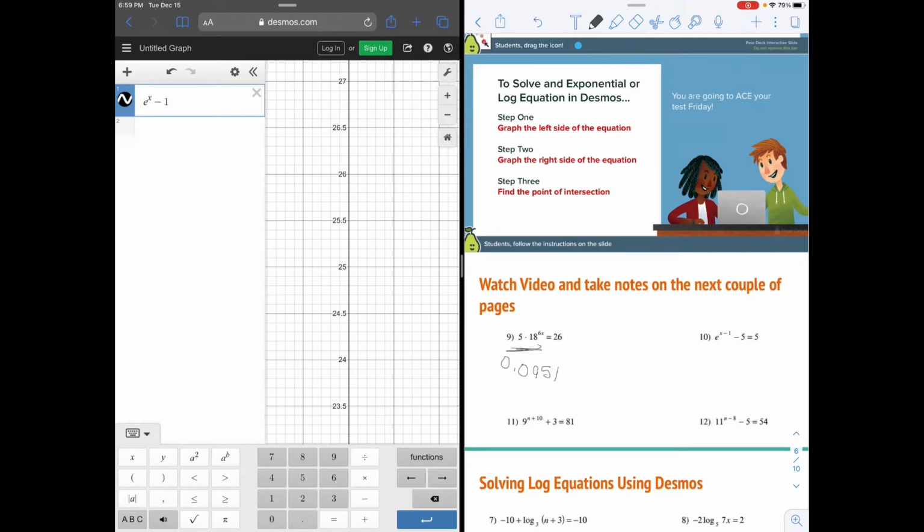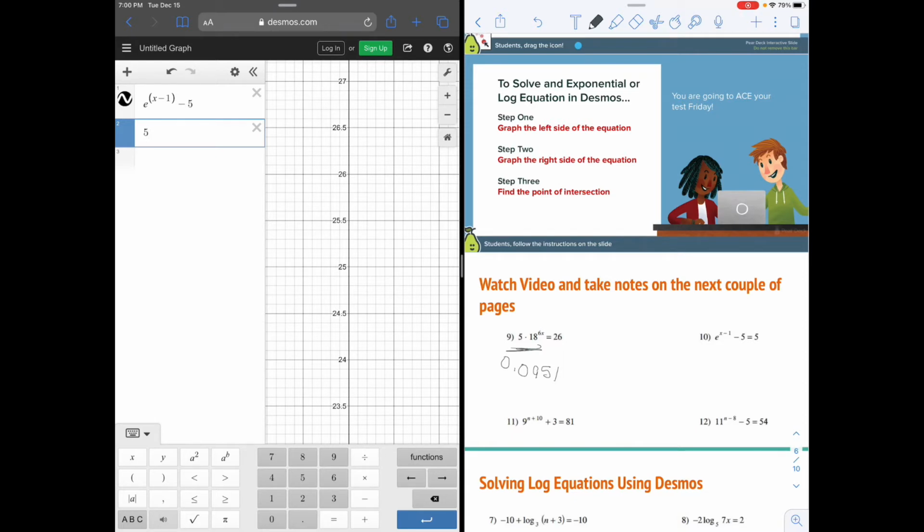To put all of that in, let me see if I can do it without, nope, we're going to have to put it in parentheses. So we have to do parentheses x minus 1 to make sure it's all raised to the power, and then minus 5. And then in the next side, we're just going to put 5.